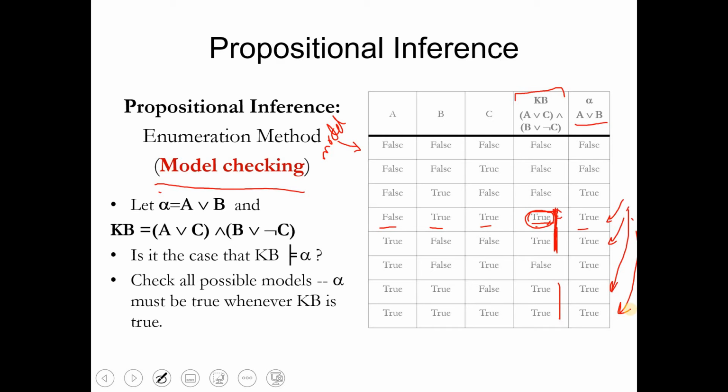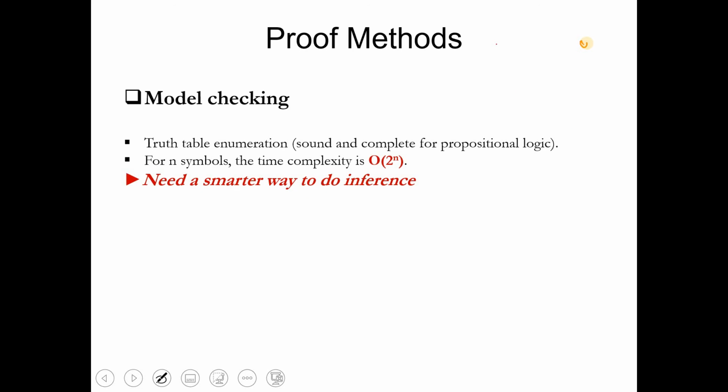Okay. And this is a time consuming task. Here you have only 4 models. But if you have 100 symbols, then just imagine, you can have a maximum of 2 power 100 models, which is very, very big, and it is not doable. So the complexity over here is 2 power n, which is exponential. The growth of this algorithm is exponential, which is too time consuming.